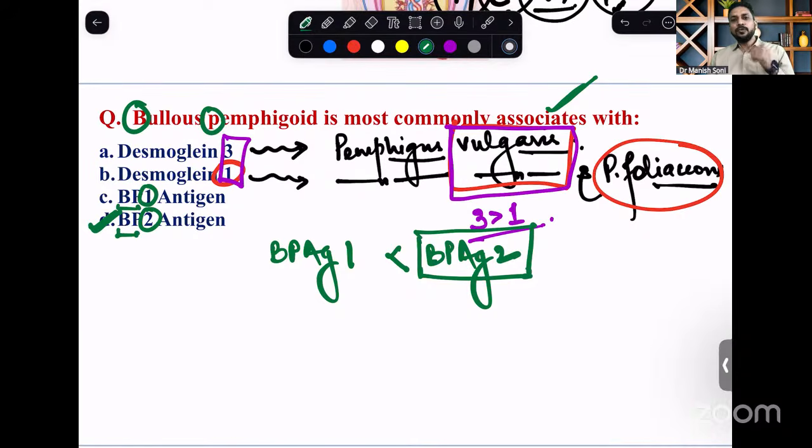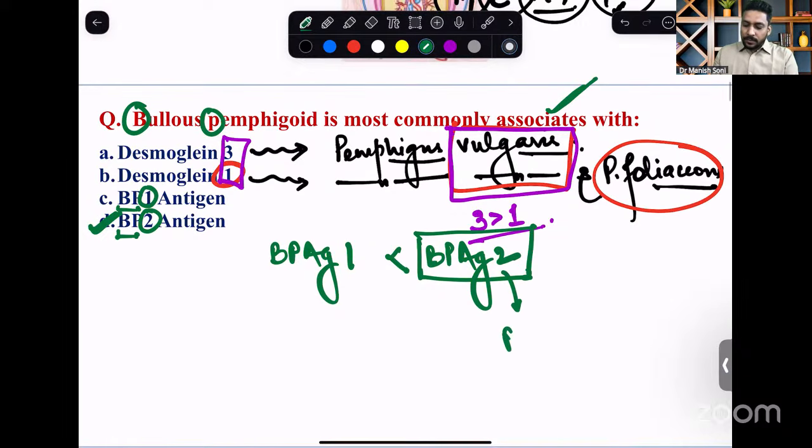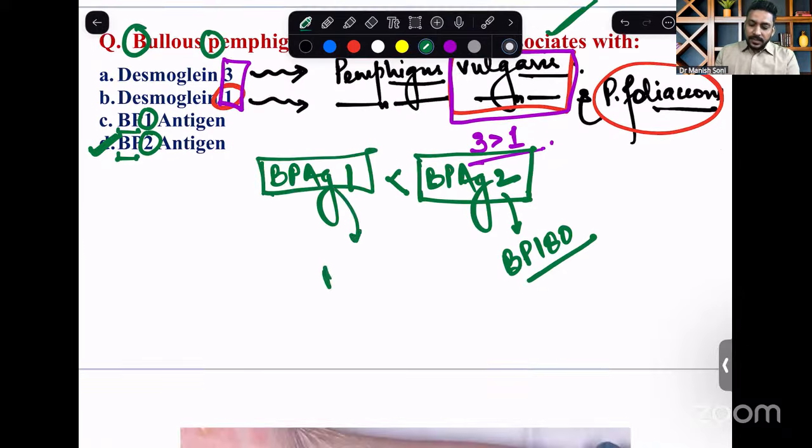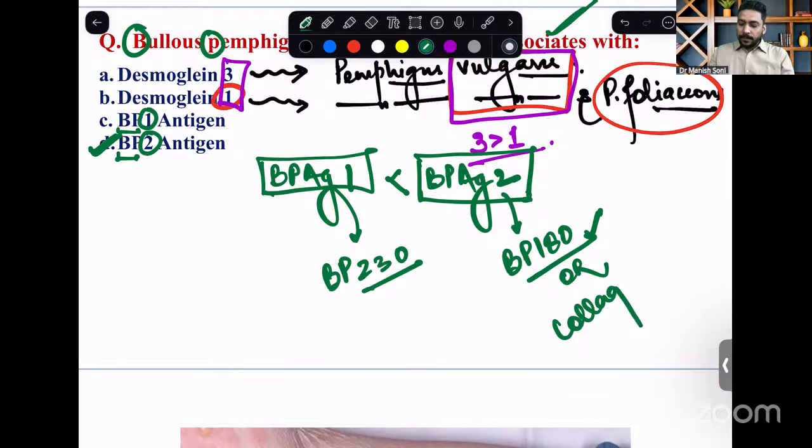Now these antigens have a few more names. BPAG2 is also known as BP180 because the molecular weight of this antigen is 180 kilodalton. Similarly, BPAG1 is also known as BP230. So maybe if a similar question comes and instead of 1 and 2, 180 and 230 is written, then you will choose 180. This is also known as collagen 17. So these are a few more points which you can remember about this condition.